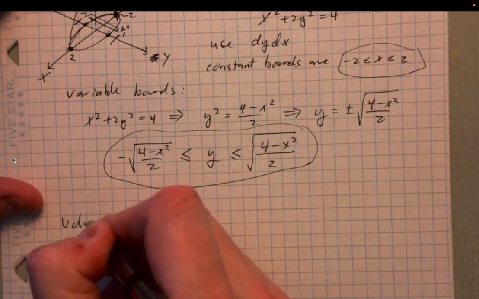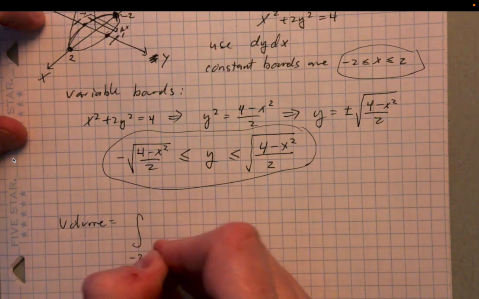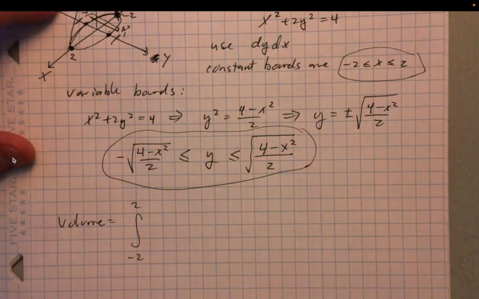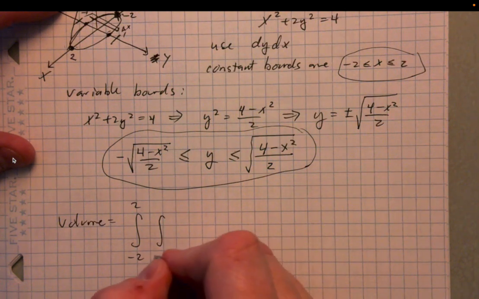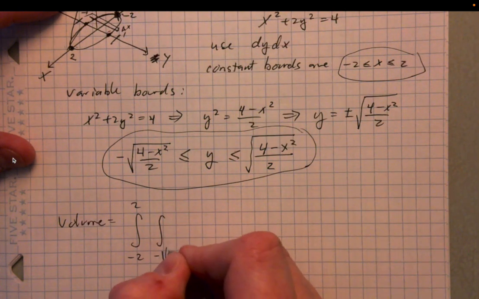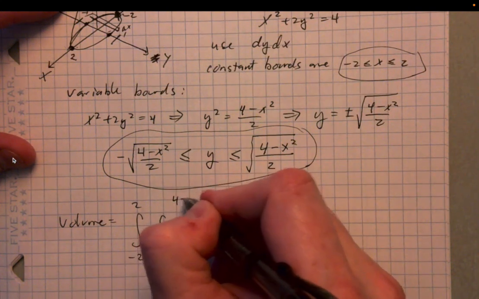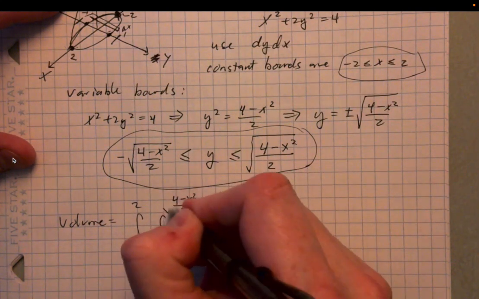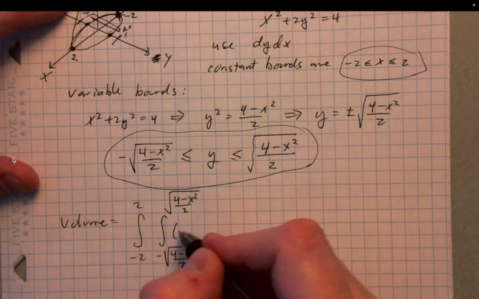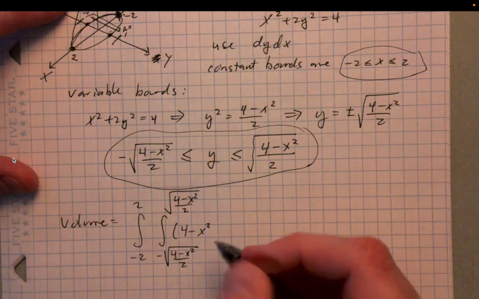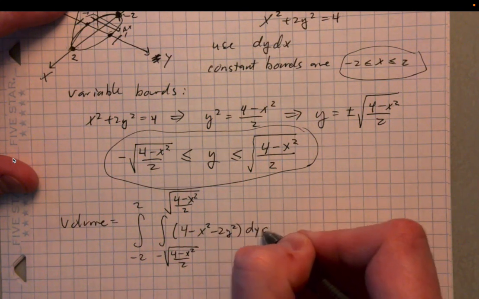So the volume is going to be equal to this: the integral from -2 to +2, and that's your outer integral. And your inner integral is going to be from negative square root of (4 minus x squared) over 2 to the positive square root of (4 minus x squared) over 2 at the top. And then the function is just the given function, 4 minus x squared minus 2y squared, dy dx.